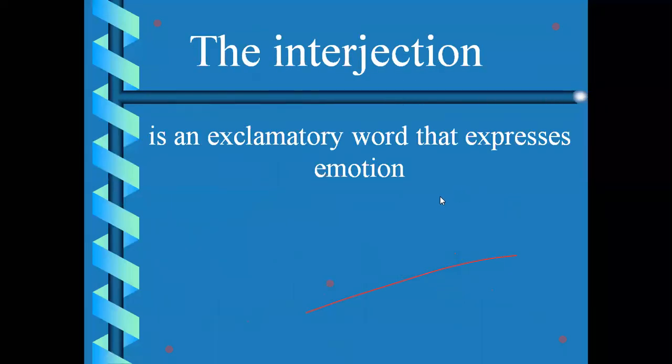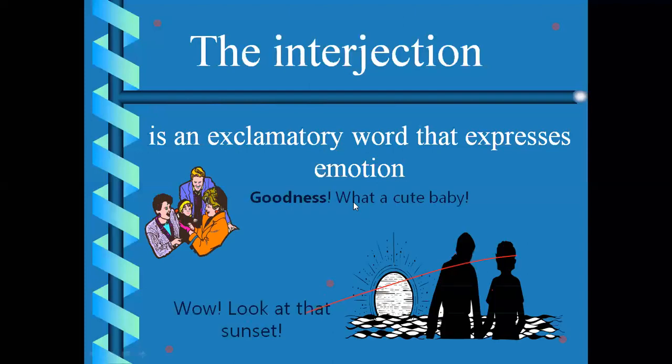The interjections, I said that the interjections are words like wow, goodness, oh my god, hooray. All of these words are interjections. An interjection is an exclamatory word that expresses emotion. Like this, goodness, what a cute baby. Goodness here is an interjection. You can say interjection or interjections, both are right. Wow, look at that sunset. Wow here is an interjection.